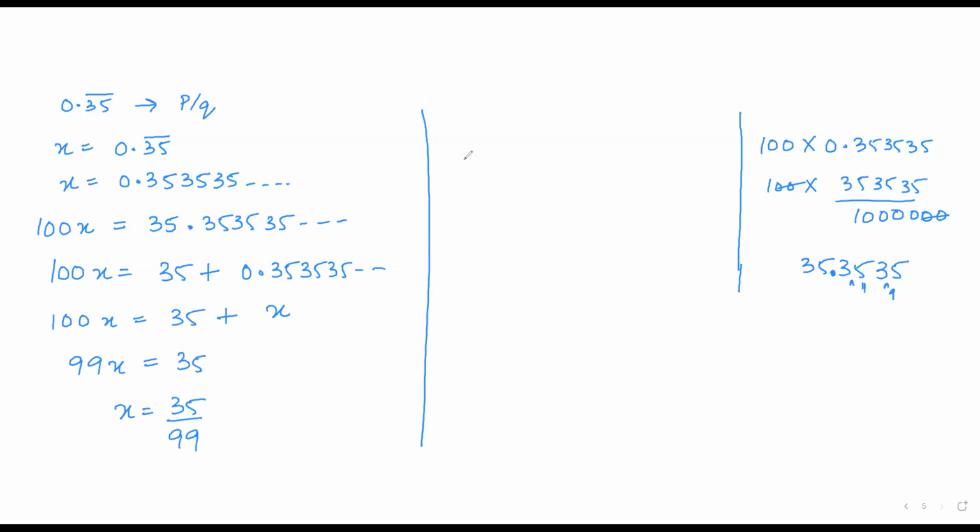Similarly, you can solve, I'm not solving it. If you have, for example, 0.585 bar, right? So what will be the answer? Tell me. By the same pattern, if you solve it, you should get 585 divided by 999. Okay. This time you will multiply both sides by 1000. There are three repeating numbers. Okay, Zeba. Yes, ma'am. All right. So this is about the decimal representation.